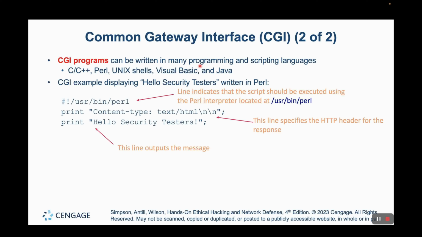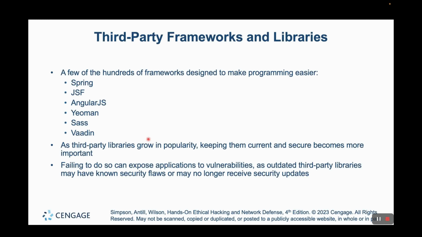CGI programs can be written in many programming and scripting languages like C and C++, Perl, Visual Basic, Java. And this is just a simple example of CGI. Here you can see that this line, for example, indicates that the script should be executed using the Perl interpreter located at this location right here. Now, this line specifies the HTTP header for the response. And this line, as you see, using print, will output the message to the screen.